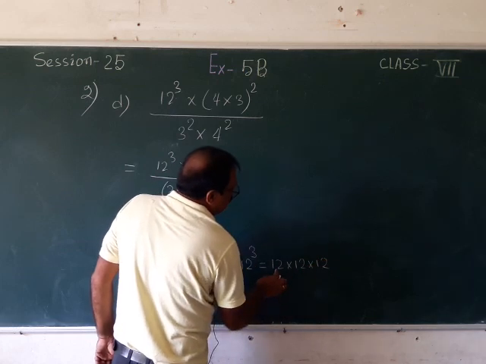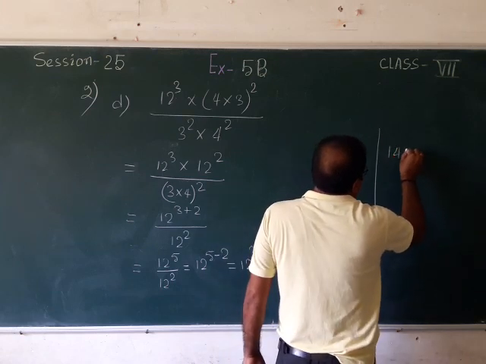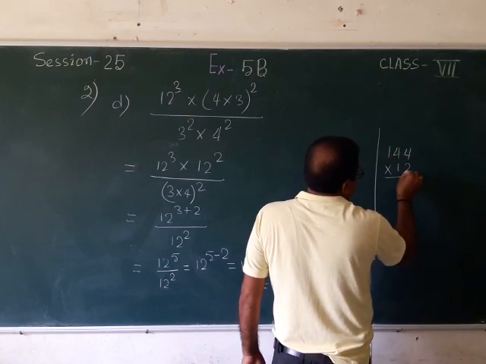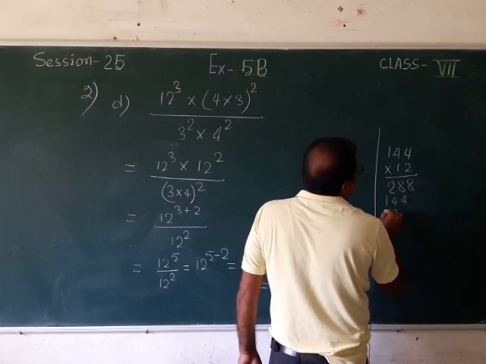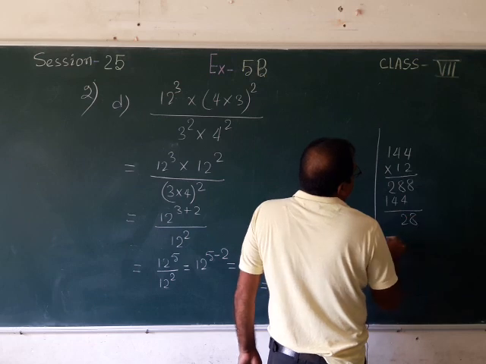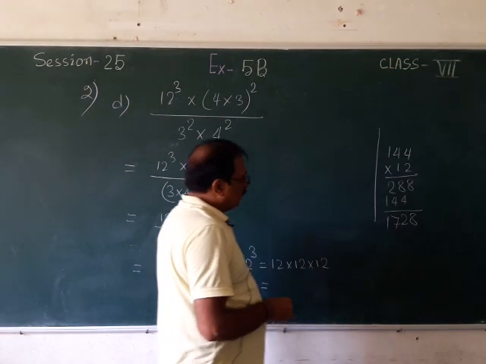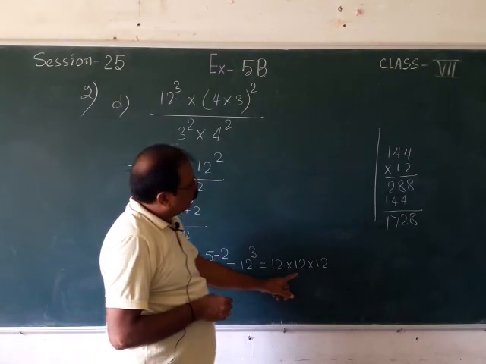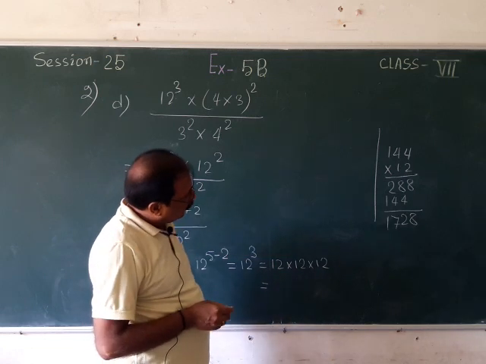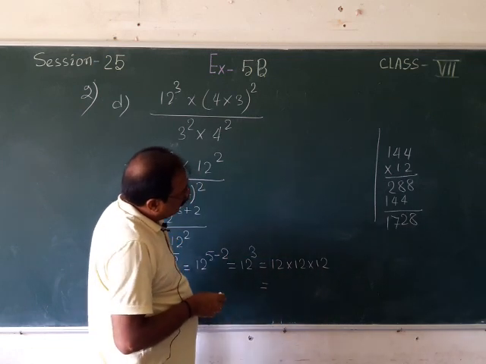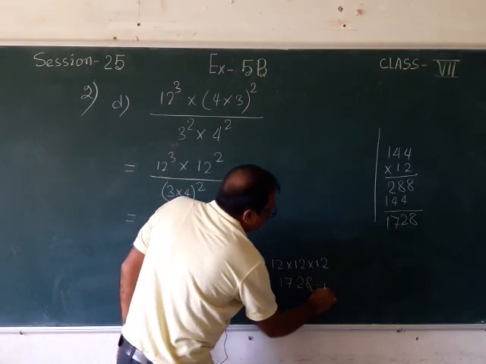Further you need to multiply: 12 into 12 will give you 144, and if you multiply it by 12, it will be 1728. So 12 into 12 into 12 is coming 1728. So you can write your answer 1728, and that is the answer.